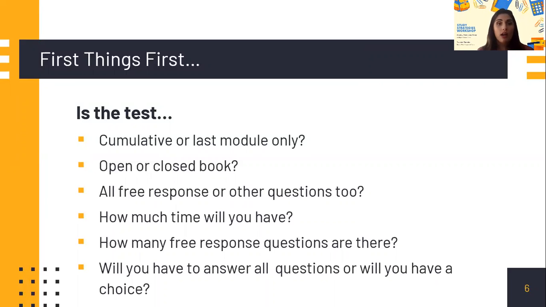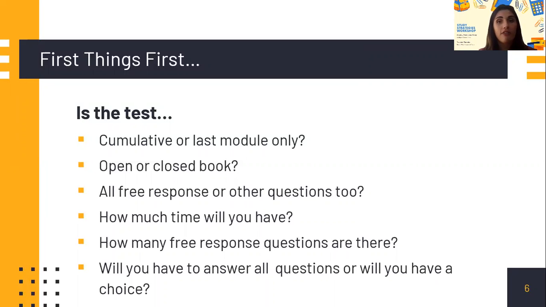You also need to ask yourself whether this is an open or closed book test. So are you going to be able to use any materials or outlines, or do you have to go in with only the knowledge in your head and going for it? Are there going to be all free response questions, or are there going to be other types of questions too? That will change your study strategy a little bit.